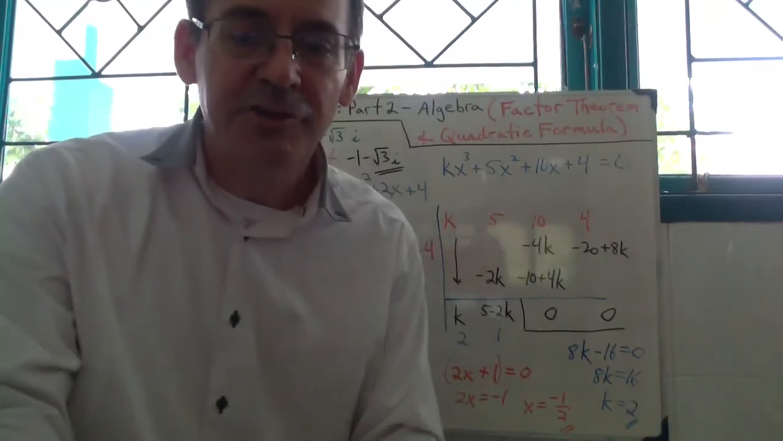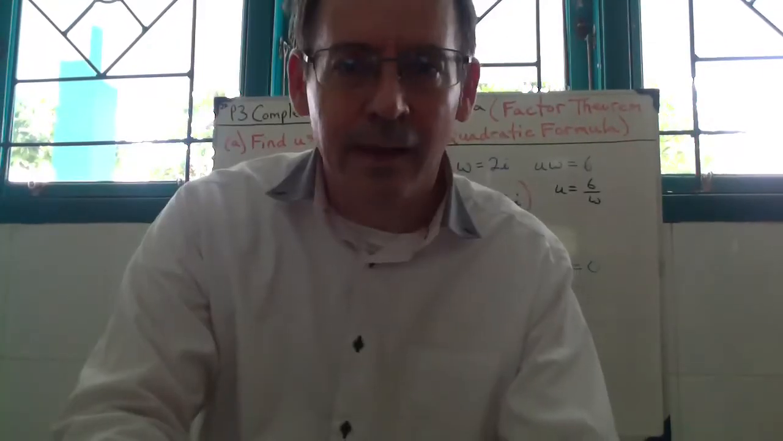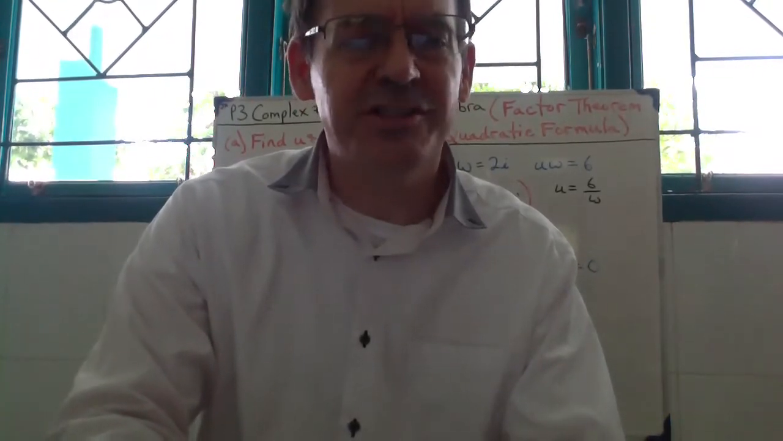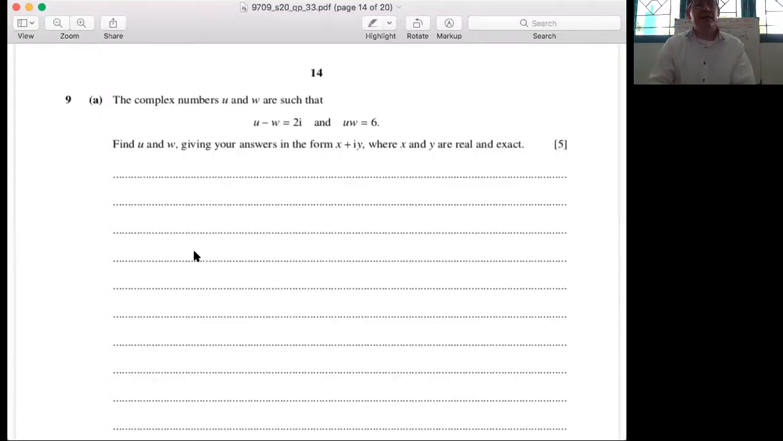Okay, so let's try a different one. Okay, let's look at our next example here. A little different question type. Says the complex numbers u and w are such that u minus w equals 2i and u times w equals 6. Find u and w, giving your answers in the form of x plus iy, where x and y are real and exact, and it's 5 points.